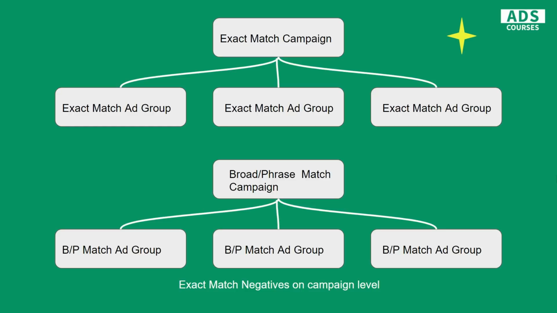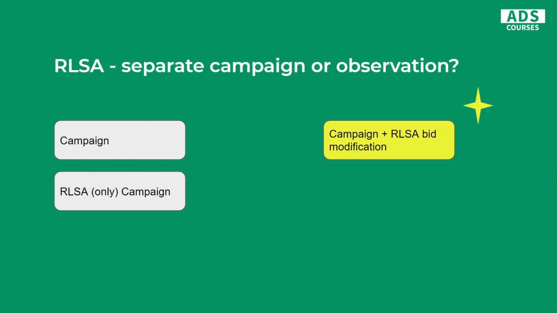Another aspect is RLSA, remarketing lists for search ads, and whether you want to keep them as separate campaigns or just use bid modifications in a general campaign. In most cases, I would say to have RLSA in your general campaign only as an observation with bid modifications, because if you have different RLSA campaigns, you would have two times more campaigns on your account, and it would be more difficult to optimize them and keep them under control.